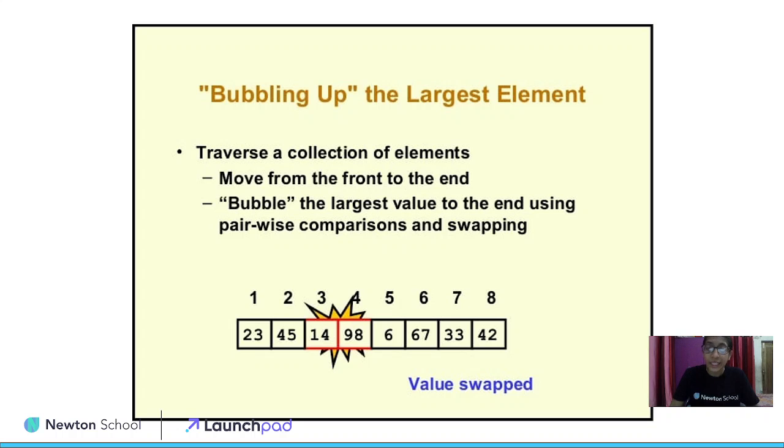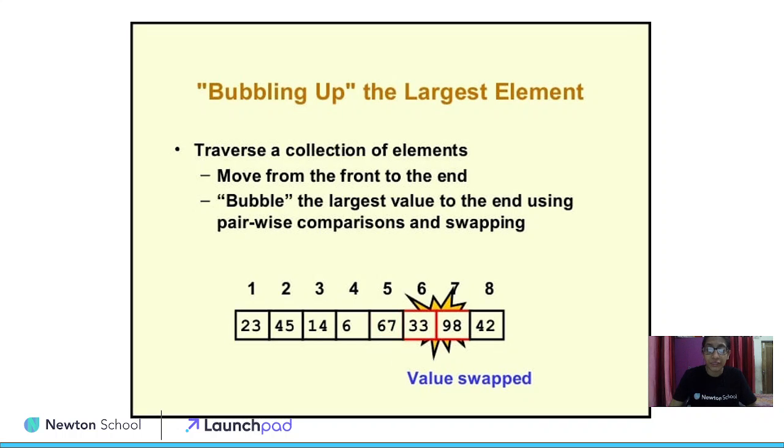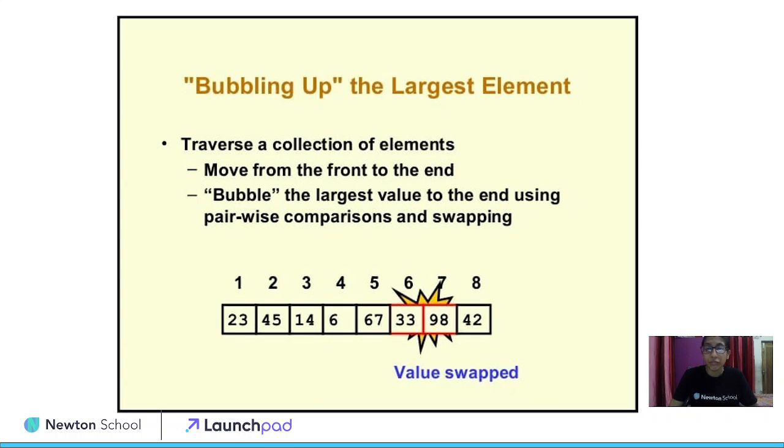Again, 98 is greater than 14, then so on. 98 is greater than 6, 98 is greater than 67, 98 is greater than 33, and 98 is greater than 42. Now, when the values are being swapped, we have to take care of the smallest value also, whether they are greater than each other or not. There we have to consider how the values are being taken.